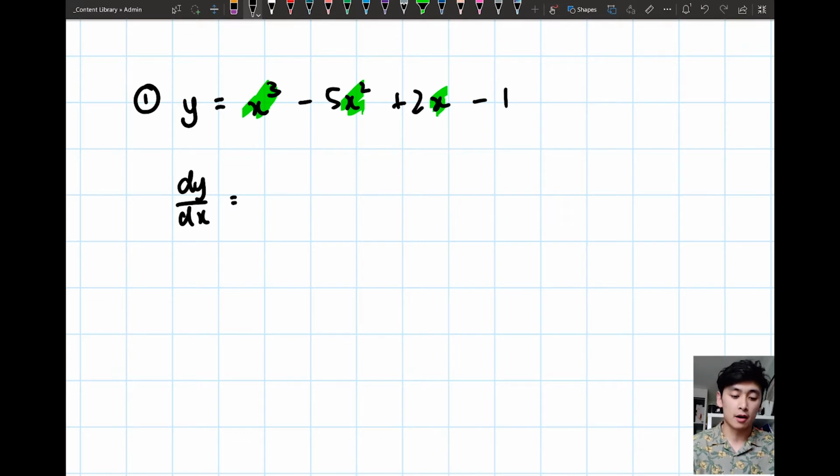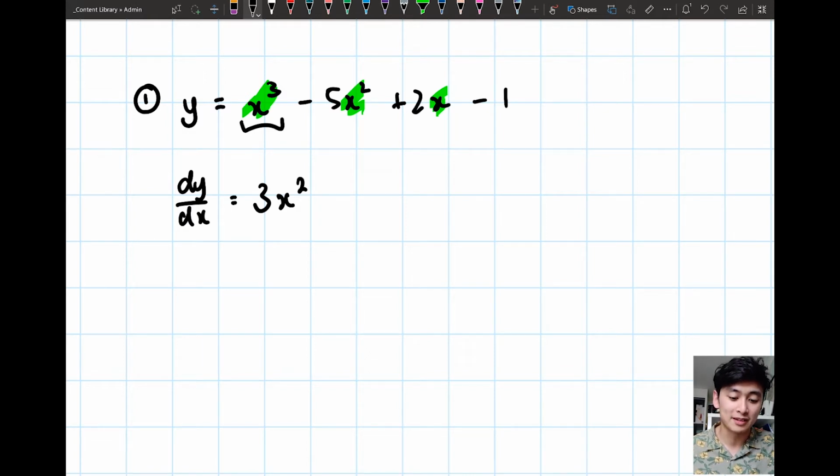When I bring down the power, this first term, I've got x cubed. I bring that 3 down to the front. I write x, and I subtract 1 from the existing power, so that 3 now becomes a 2. So I've got 3x squared for my first term.